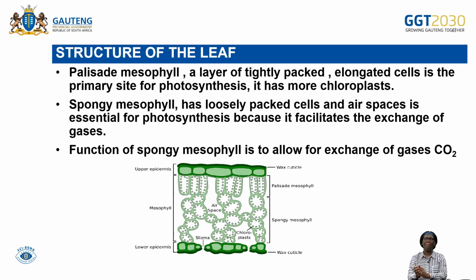Remember I said you must know the parts of the leaf and their functions so that you will be able to differentiate between the different parts found within the leaf. It is very important, grade 11 learners, that you understand all these parts of the leaf so that you understand the process of photosynthesis.